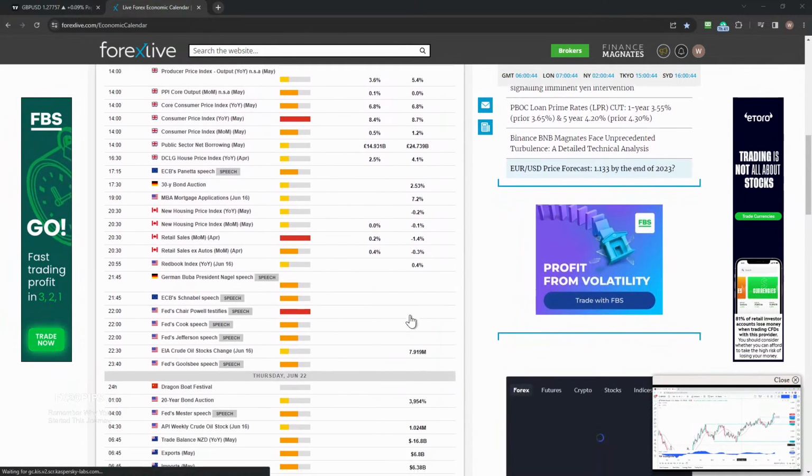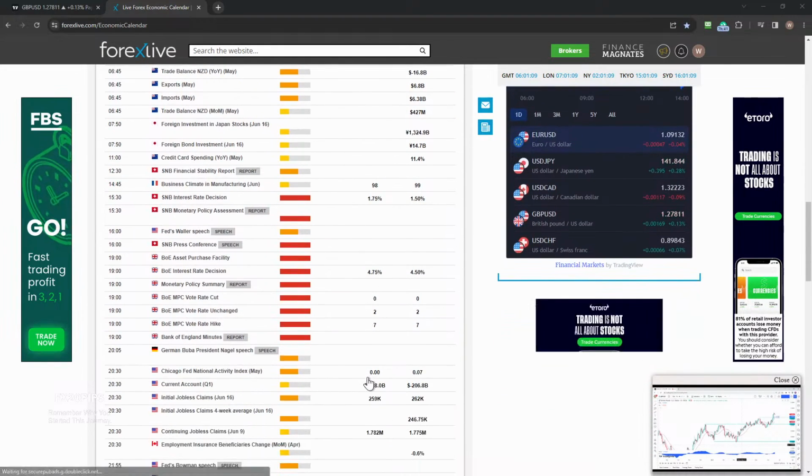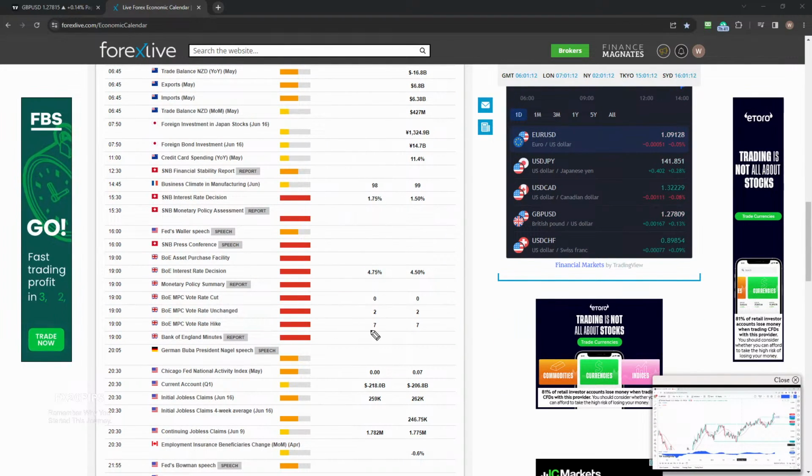Also, there will be Powell speaking tonight. He might say something about increasing the interest rate two or three more times. With that statement, it will force GBP to come down because the USD will be stronger. And likewise, this is something that will, however, push GBP up.